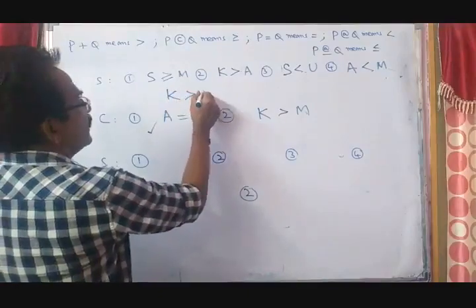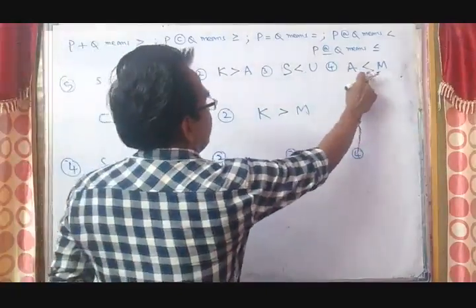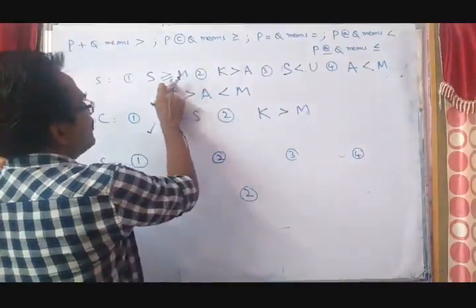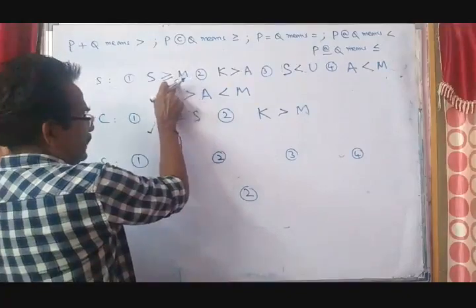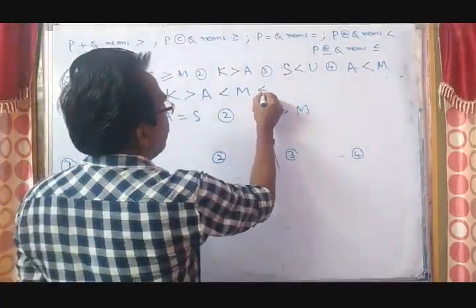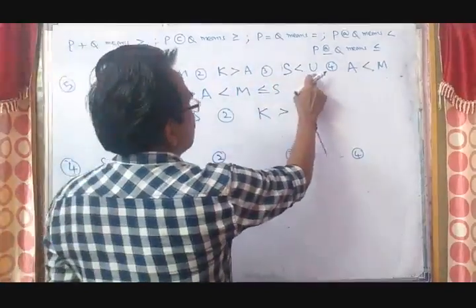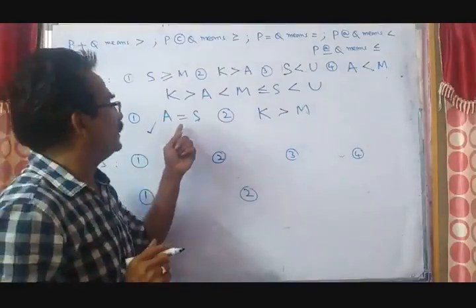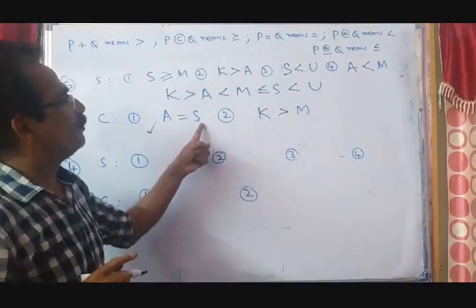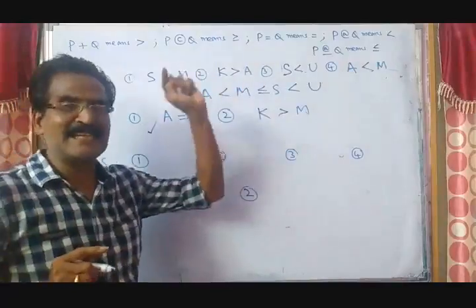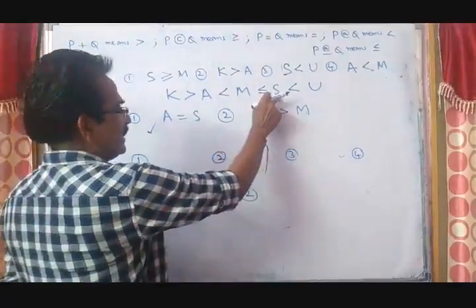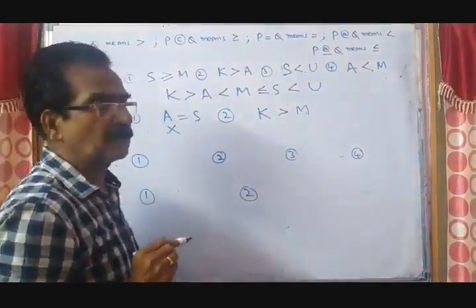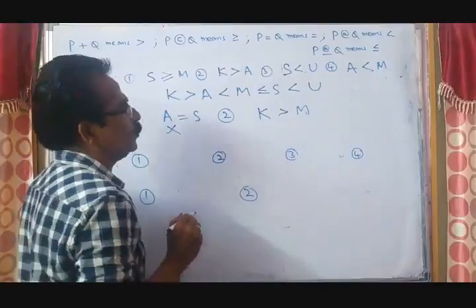K greater than A. A less than M. M less than or equal to S. S less than U. Now let us verify the truth of the statements. Let us see, A is equal to S? No. A less than S. Here A is less than S, but what is given? A is equal to S. No. This conclusion is false.